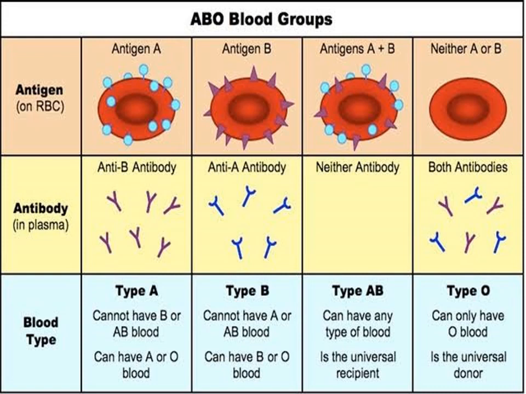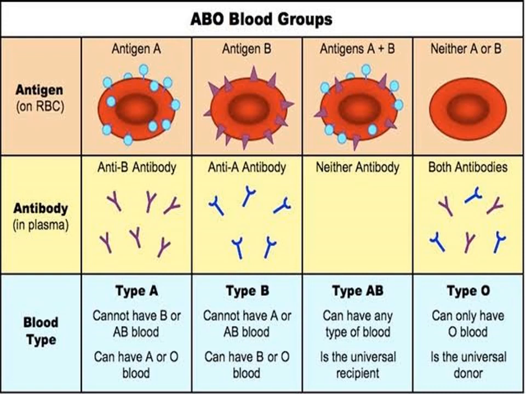ABO blood groups, you learn antigen, antibody and blood types. Okay. So ABO blood groups, first the antigen: antigen A, antigen B, antigen A plus B, neither A nor B. Second one, the antibody: anti-B, and the second one anti-A, and neither antibody and both antibodies.